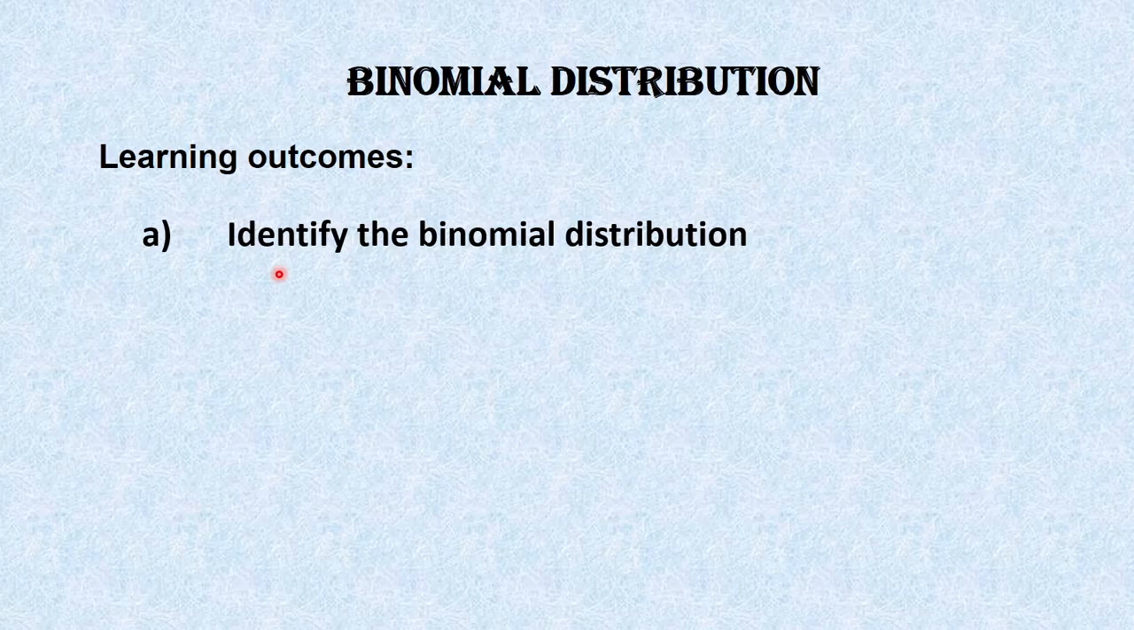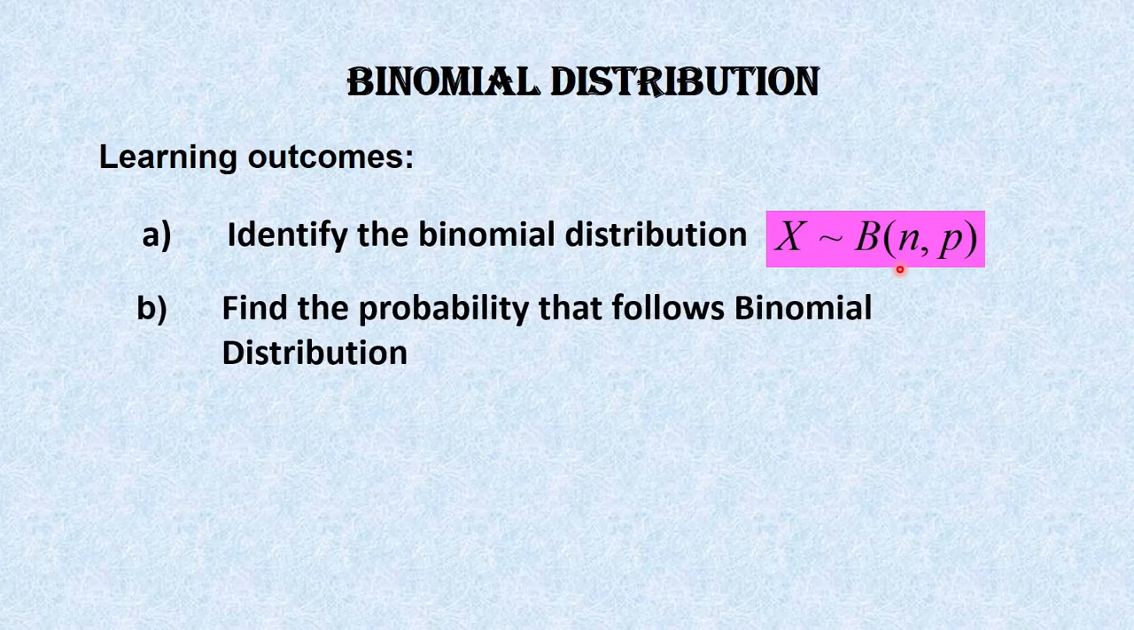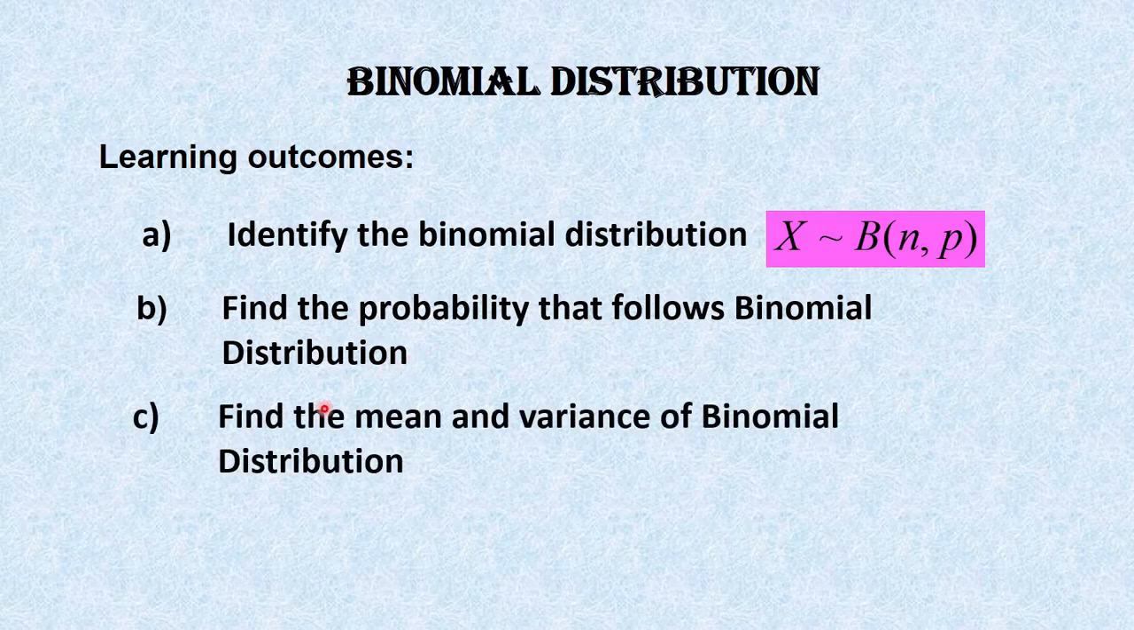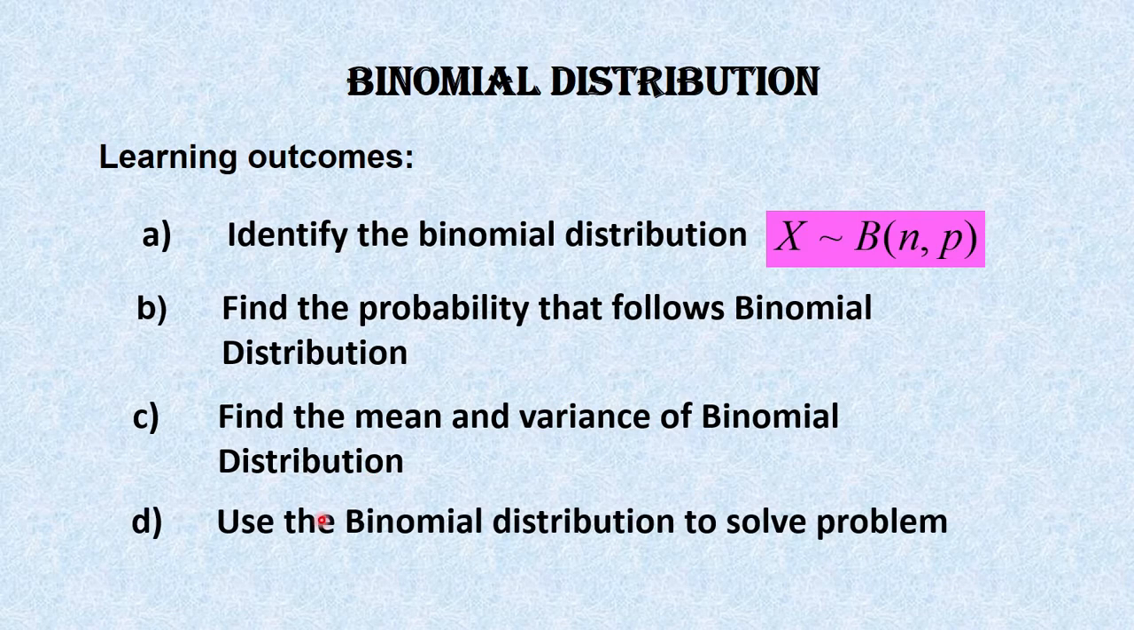What is the learning outcome? A. Identify the binomial distribution, that is, X is a binomial distribution with the parameters n and p. B. Find the probability that follows the binomial distribution. C. Find the mean and the variance of the binomial distribution. D. Use the binomial distribution to solve problems.